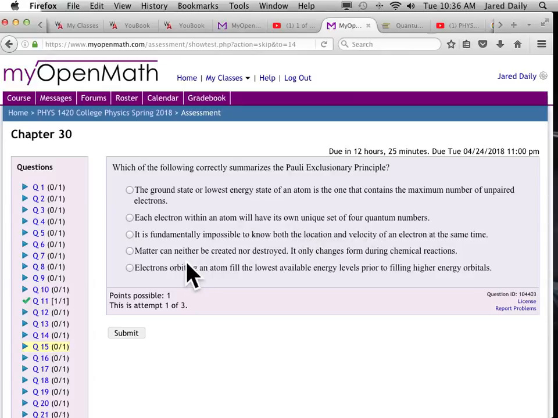Yep. So that essentially means that each one of them has a different n, l, m sub l, and m sub s. Every electron has a different set of those. Yeah, within any given atom. Right there.